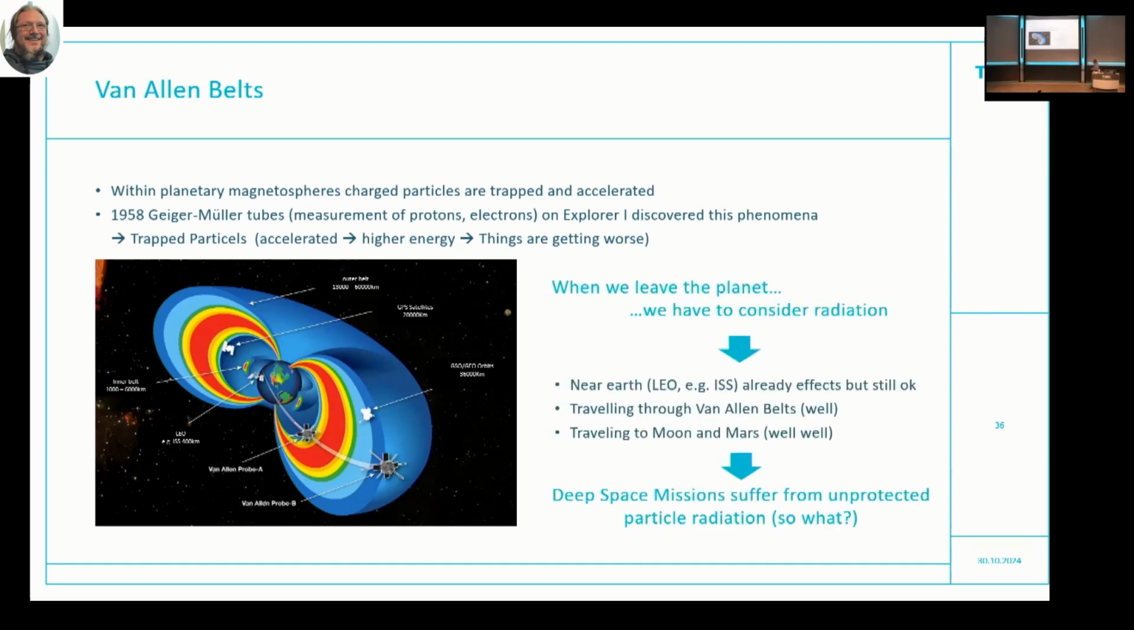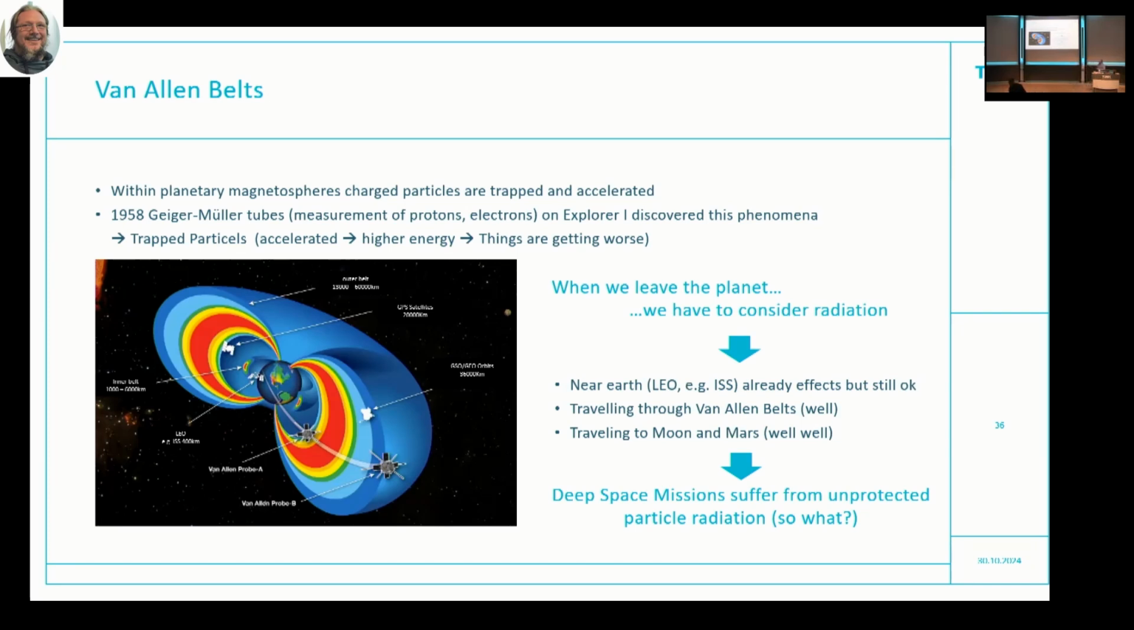And this is actually what we have to talk about, because when we are leaving the planet, in any case, we have to think about radiation effects. But when we are going far, far away, so on the LEO missions, like ISS, yeah, there's already radiation, but this is something that we can still handle. So this is okay, especially when I talk about electronics. As humans, you're okay. But when you travel through these Van Allen belts, it gets worse. But this is just a temporary effect, so okay, we can also handle this.